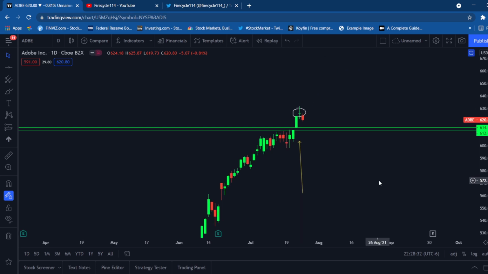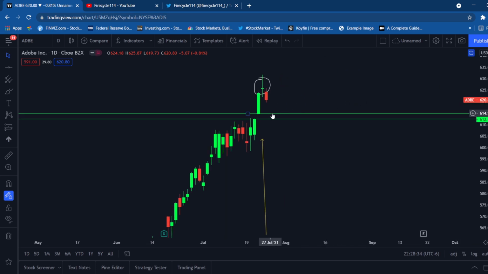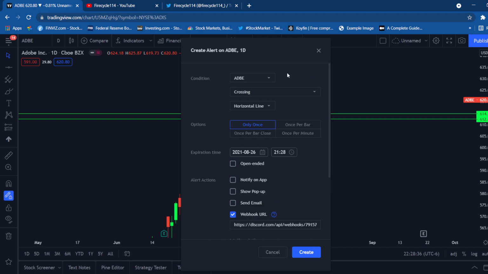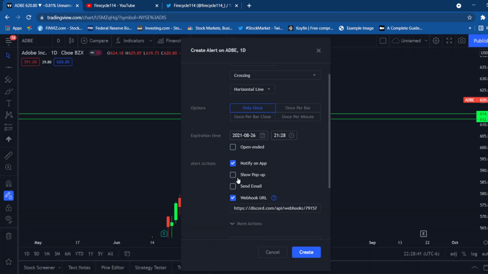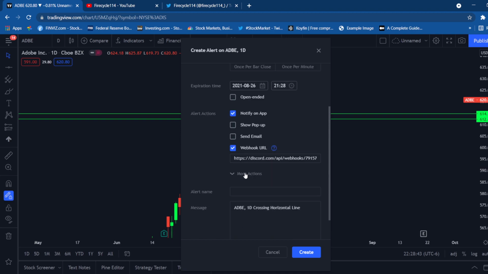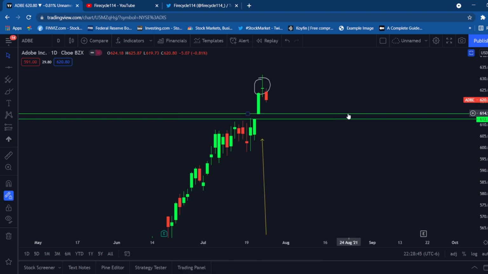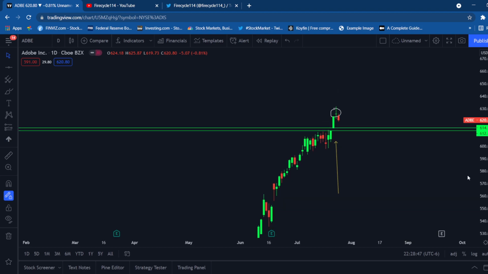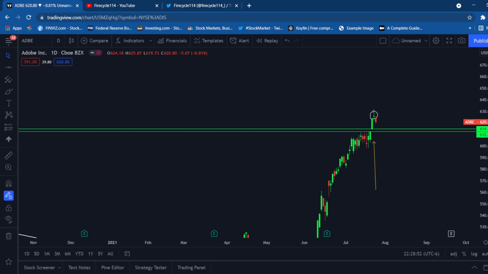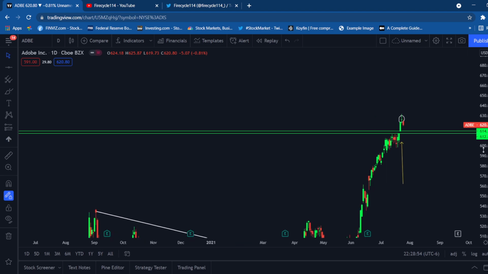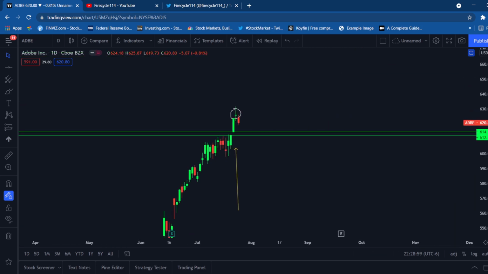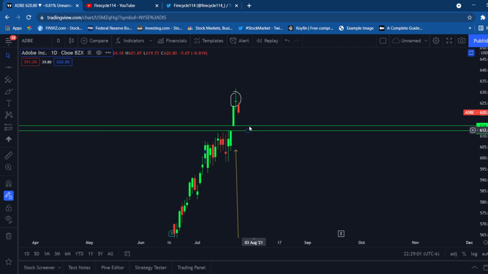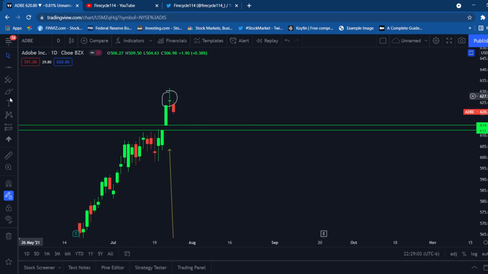The best advice that I can give you guys is to always set alerts. Set an alert right over here: notify on app, show pop-up, send email, all of that stuff, because you'll be reminded of the play. And just in case I'm not up at market open or I'm still sleeping, you guys have that quick setup for Adobe. Overall, our price target is 612.43, and we enter the short position right over here.